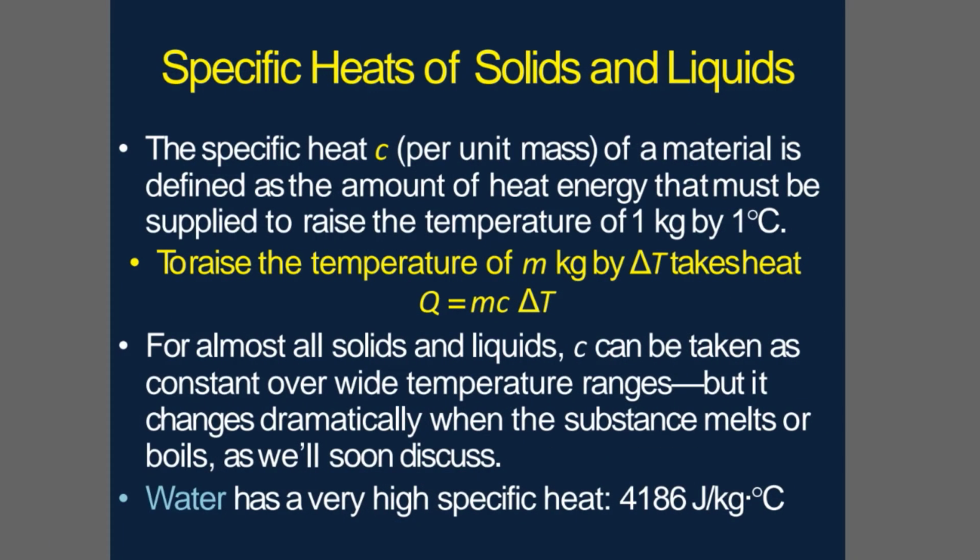Specific heats of solids and liquids. The specific heat C per unit mass of a material is defined as the amount of heat energy that must be supplied to raise the temperature of 1 kg by 1 degree Celsius. To raise the temperature of m kg by delta T takes heat Q equal to mcΔT. For almost all solids and liquids, C can be taken as constant over wide temperature ranges, but it changes dramatically when the substance melts or boils, as we'll soon discuss. Water has a very high specific heat, as we know, 4186 joules per kg degrees Celsius.